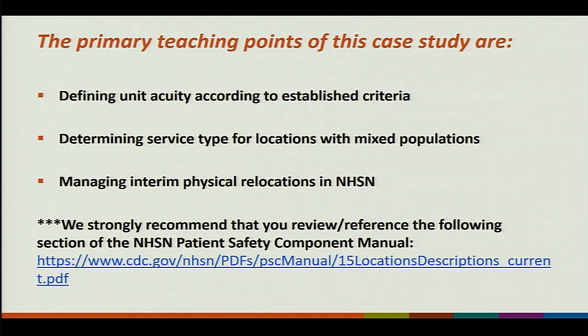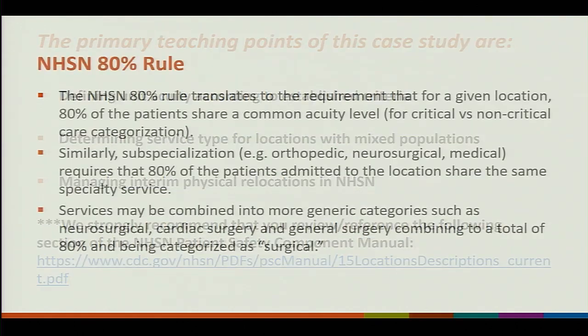And finally, I strongly recommend that you review and reference the following section from the NHSN protocol, chapter 15, the locations chapter. Most of the answers I give today are going to be found in that chapter. So with that being said, I think we're going to get right into it.